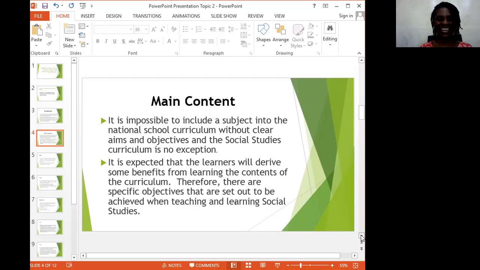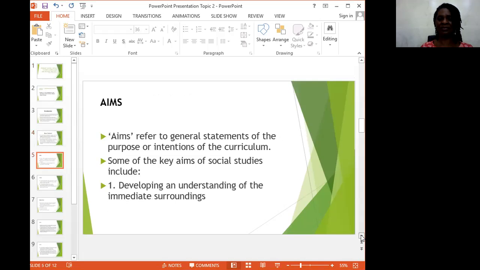Who can remember the last statement I just made? Good. I said there are specific objectives. Specific. There are a lot of objectives, but there are specific ones that you are expected to achieve when learning and teaching social studies. So we're going to the aims of social studies.